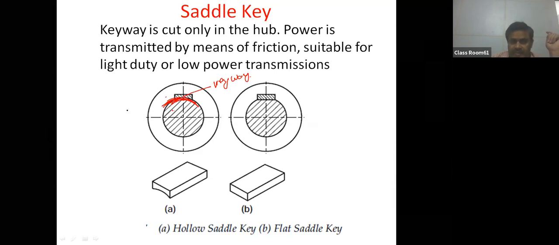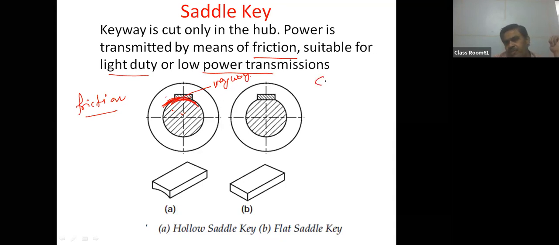So in this case, power is transferred only due to friction. Power is transferred with the help of friction between the shaft and the hub. It is transferred by means of friction, and it is suitable for light duty applications and low power transmissions. For medium duty and heavy duty applications, saddle keys are not suitable.